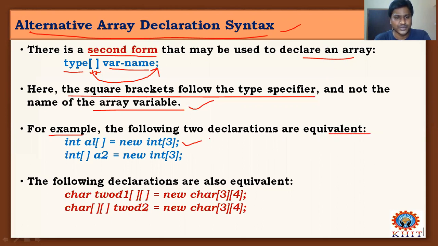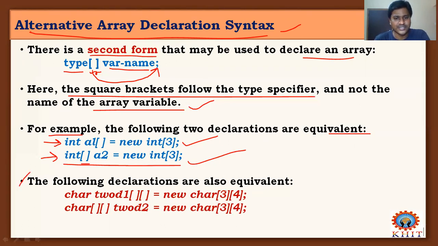If you observe this one, in a1, the square bracket set equals the new operator and the type of the array, specifying the size. This is the one valid in the initial declaration of an array in our general programs. You can also use the square brackets before the name and declare it this way. It is also valid in Java.